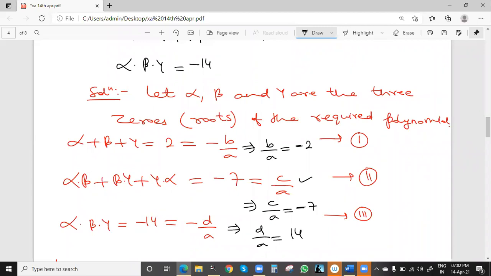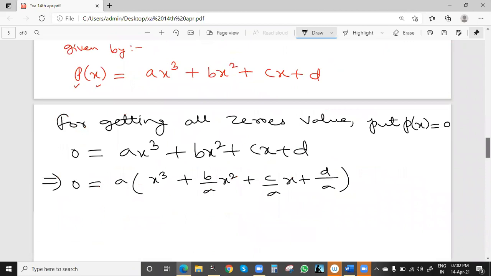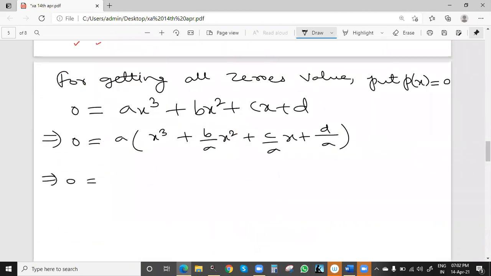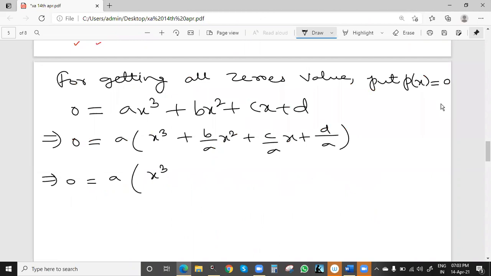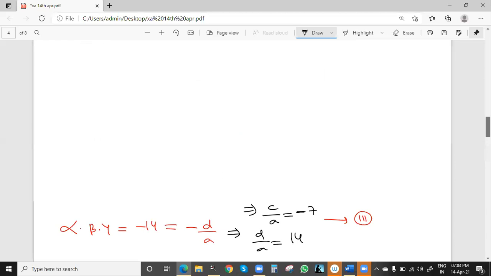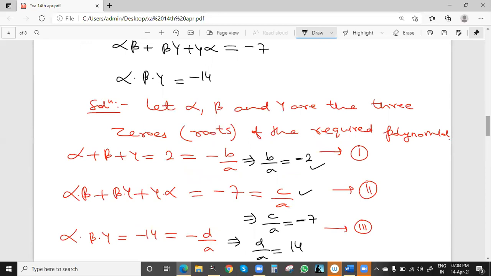So these three values we will use to get the final equation of the required cubic polynomial. So this will be 0 equal to a x cube. What is the b by a value? We can put from here minus 2. B by a is minus 2, correct? So this will be minus 2 x square plus c by a. Now c by a we can put from equation 2, c by a will be minus 7, correct?